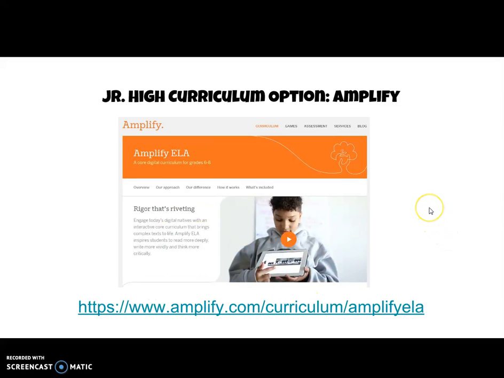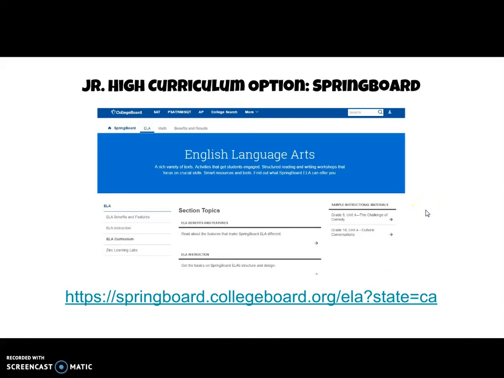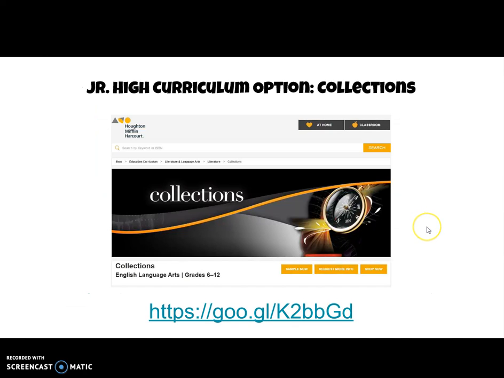Now the first option for junior high is Amplify. The second is McGraw-Hill's StudySync. The third is Springboard. And the fourth is HMH's Collections.